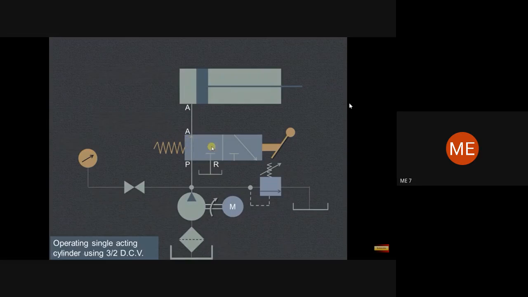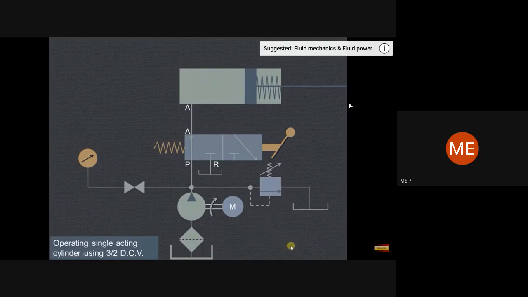For the left envelope mode, the fluid will enter from the reservoir through the filter, pump, then pump port P to A, and from A it will cause the piston to extend, compressing the spring. The retraction of this piston will be due to the spring force. That will be when we are in the right envelope mode. So let us see what will be the operation in the right envelope mode.